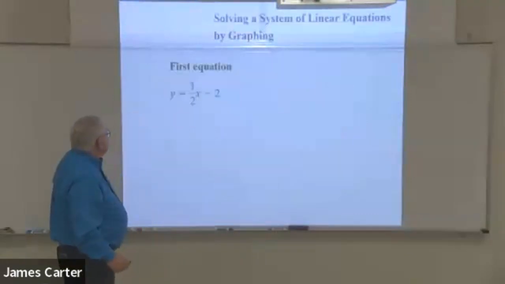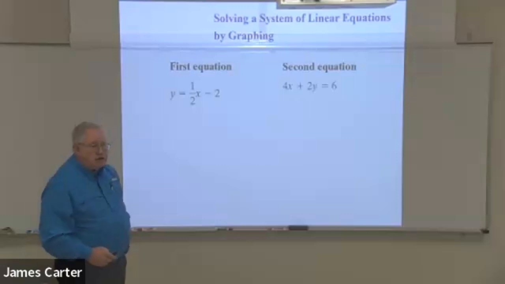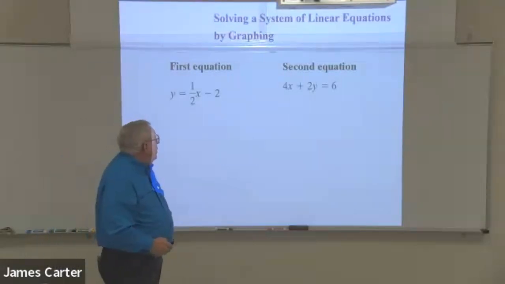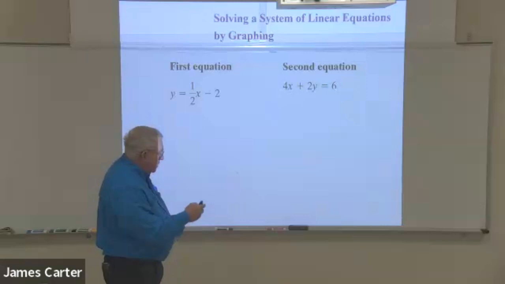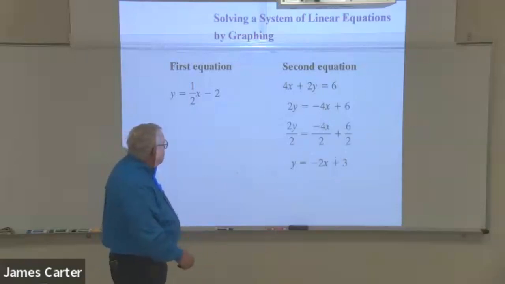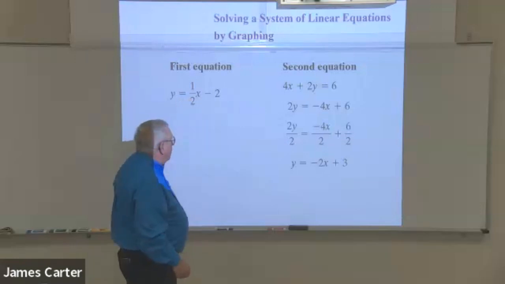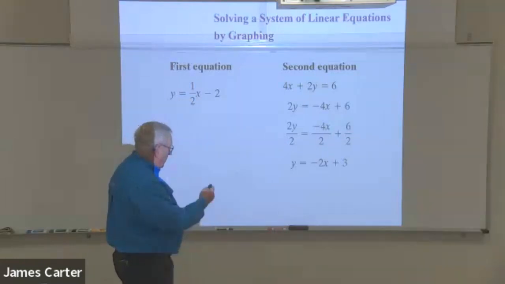Okay, here's our first equation in this problem. There's our second equation. Now, when you do the addition by graphing in this case, it's best to put them in y equals mx plus b form, which is what I have done right here. This is y equals mx plus b. This one is already in y equals mx plus b.